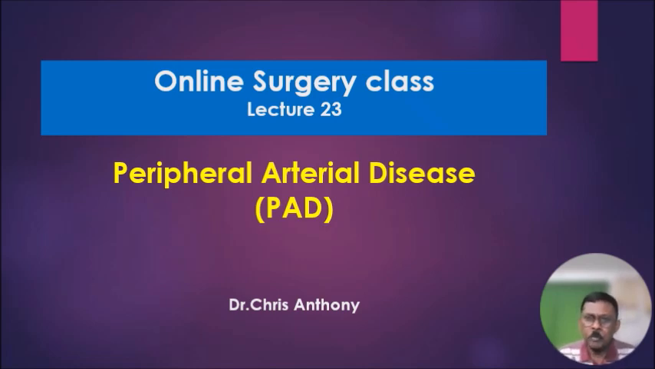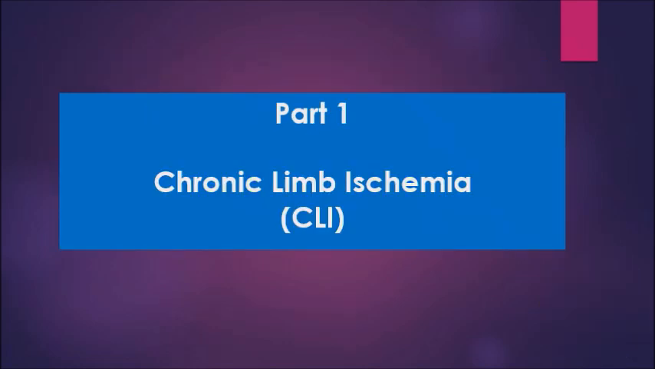Although both are related, the presentations are very different, especially the acute, which is very acute. So we shall discuss these topics briefly, go through the causes, the clinical signs and symptoms, and also the investigations and management of this condition. I will begin with part one, in which we will talk about chronic limb ischemia or CLI.